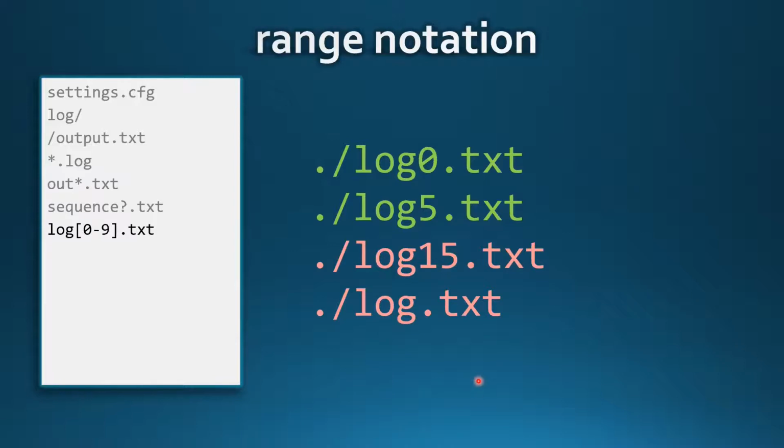Similar to that is the range notation. Here we have log and, inside square brackets, 0 through 9. That means we can accept any character 0 through 9 and it must exist, so blanks won't get matched. It starts with log, any character 0 through 9, and ends with .text.